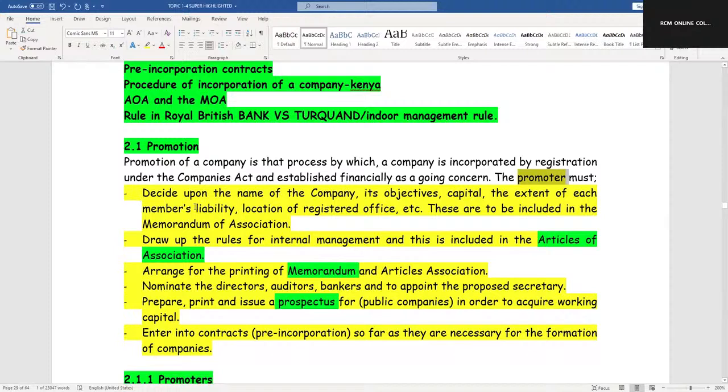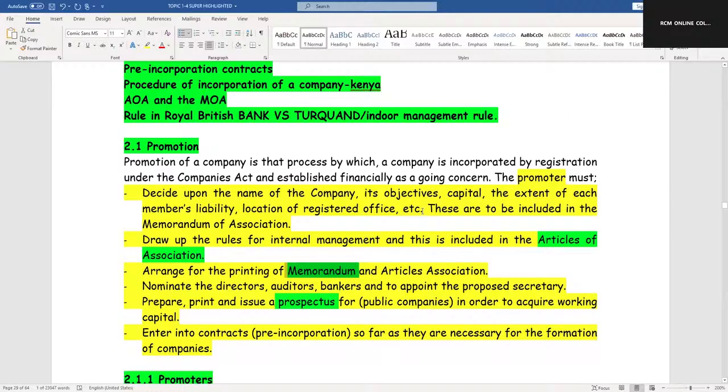So number one, he suggests or decides upon the name of the company. Each and every company has a name. The promoter will propose what the name of the company will be. He'll decide upon the main purpose, the objectives, as to why the company is being formed. What is the essence or reason of forming the company? Later on, we are going to see that these objectives are normally set out in what we call the Memorandum of Association.